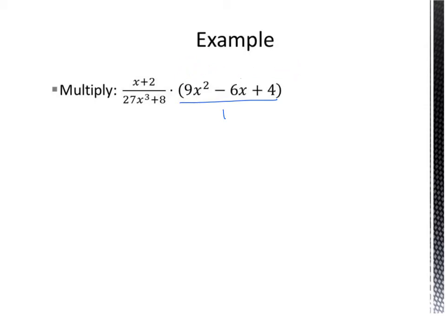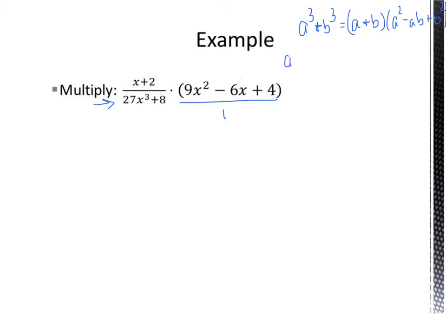So let's actually come down to this other one here. This is a sum of cubes. And if you haven't factored a sum of cubes in a while, let's see here. Sum of cubes: if you have a cubed plus b cubed, it factors into a plus b, that quantity, times a squared minus ab plus b squared. Okay, definitely have these written down.